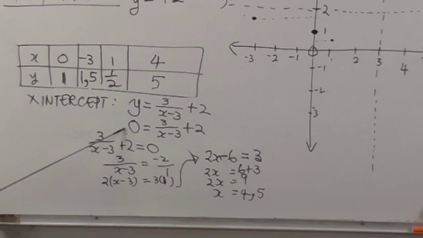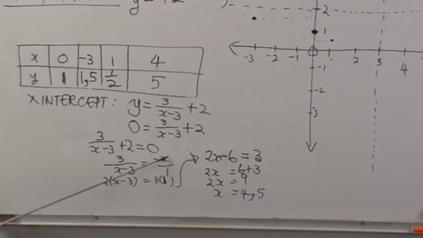Make the y-intercept. You want the x-intercept, therefore you make y equal to 0. That's 3 over x minus 3, correct. That's 2, correct. That's 3 over x minus 3 is equal to minus 2. That's correct. So there's a mistake here.